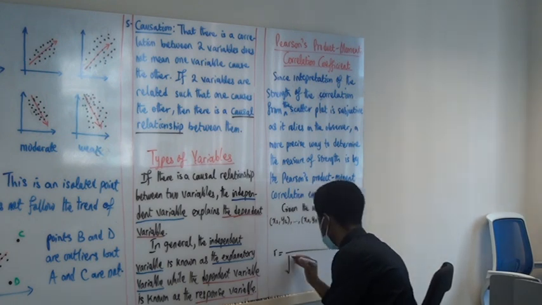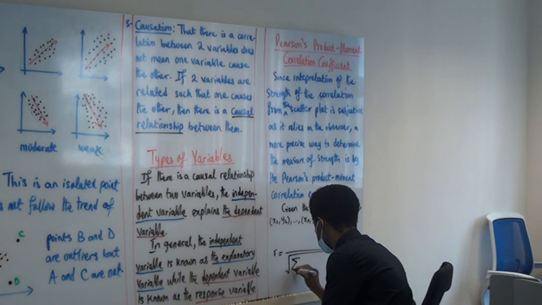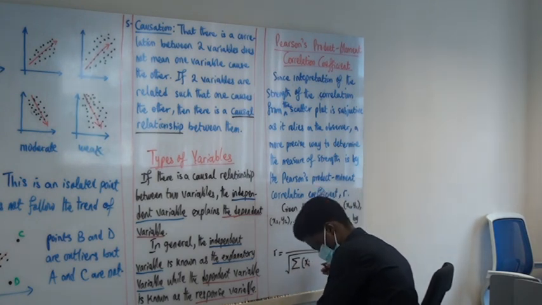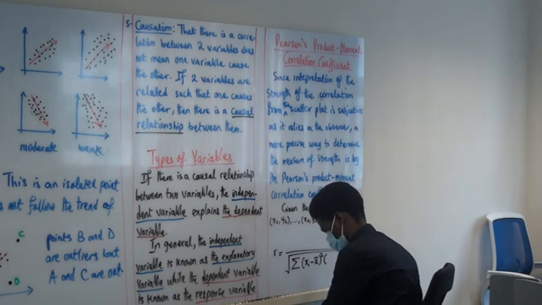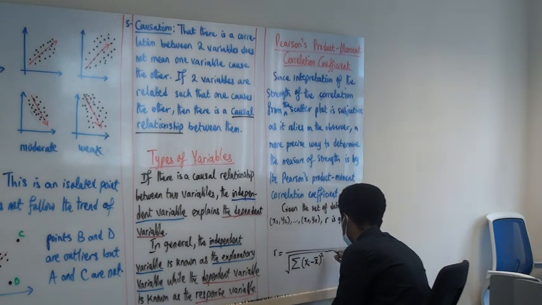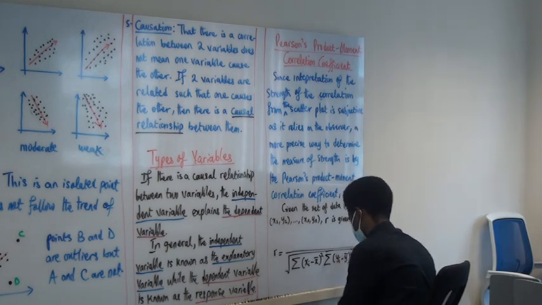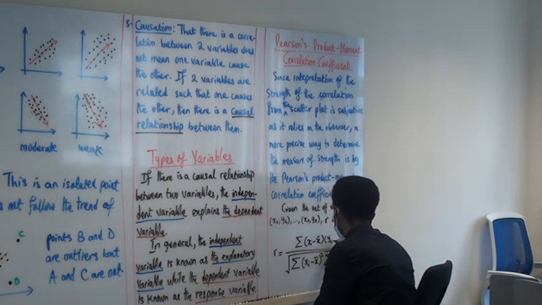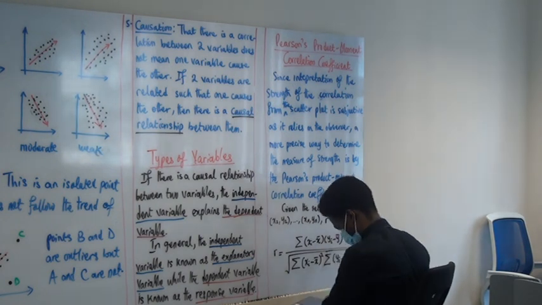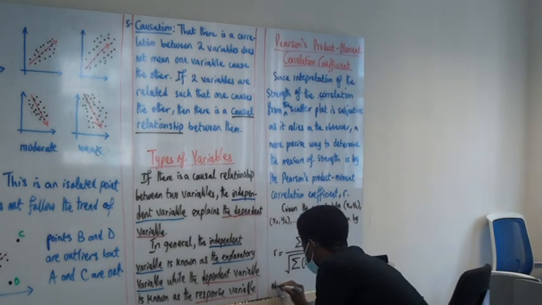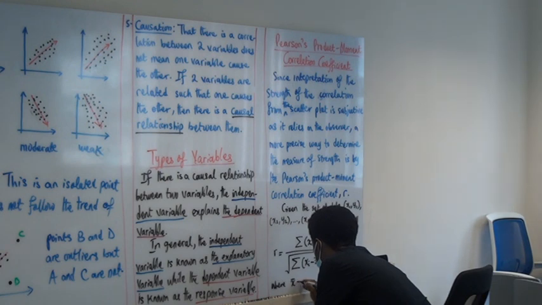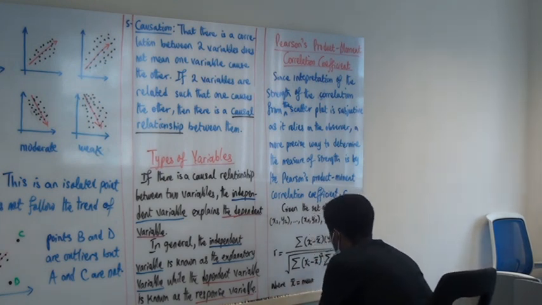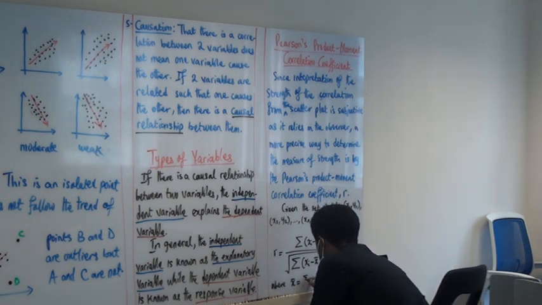r is given by summation of xi minus x bar times yi minus y bar, over the square root of summation xi minus x bar all squared multiplied by summation yi minus y bar all squared, where x bar is the mean of xi and y bar is the mean of yi. So basically summation x over n.